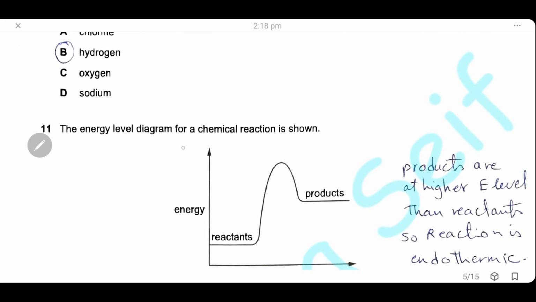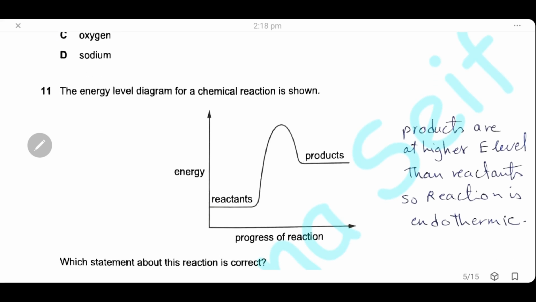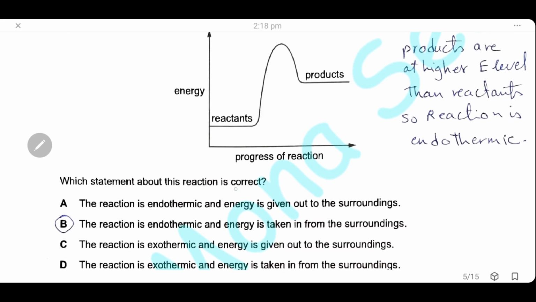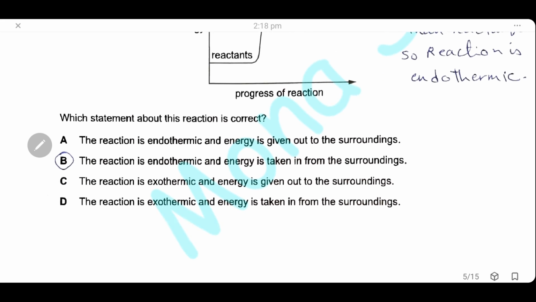B. The energy level diagram for a chemical reaction is shown. From the diagram, we can see that the product is at a higher energy level than the reactant. That means that the reaction is endothermic. What statement about this reaction is correct? The reaction is endothermic and the energy is taken from the surroundings. So the answer is B.